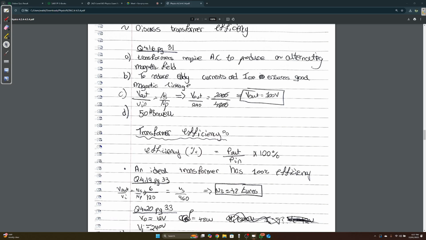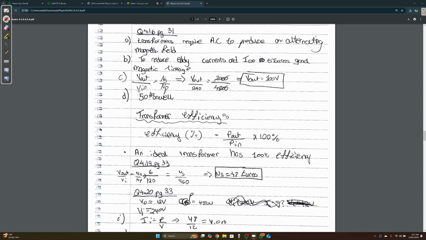Okay, now transformer efficiency. These are just questions. I don't know if they ask it in the quiz, but these are just characteristics of a transformer. Okay, you need to know these four. You need to know the transformers only work with AC. They don't work with DC.